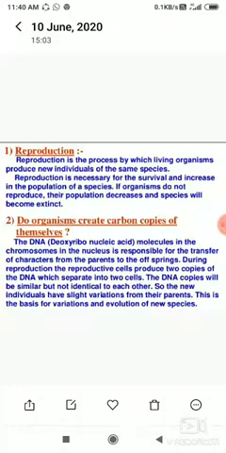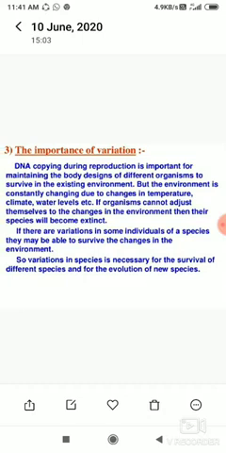Like we all look alike with our parents, and we all are human beings belonging to the same species, but some of our features are different. Maybe some of us have good height, some may have dwarfism. So it's not that there are so many differences, but some minor differences may take place, and these are because of the changes that occur during reproduction. This is the importance of variation, which allows us to survive in the existing environment.